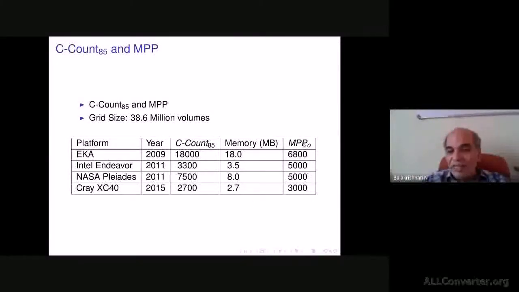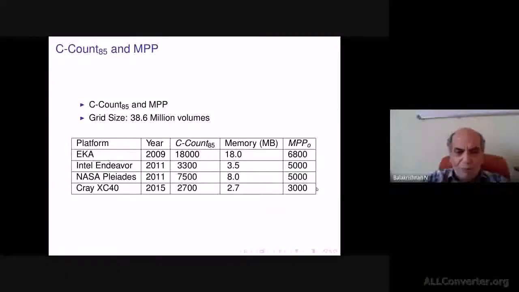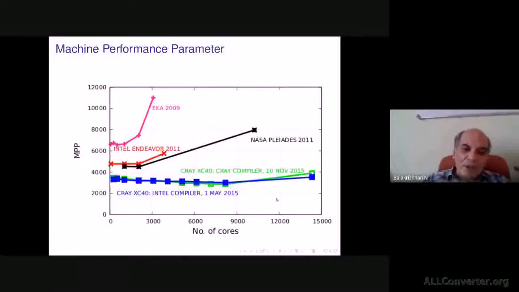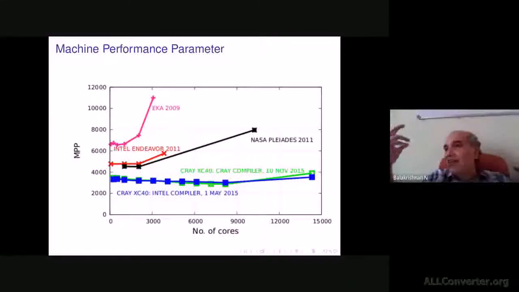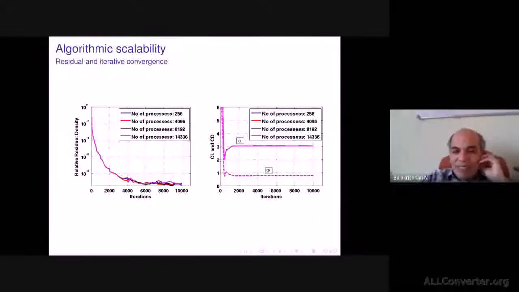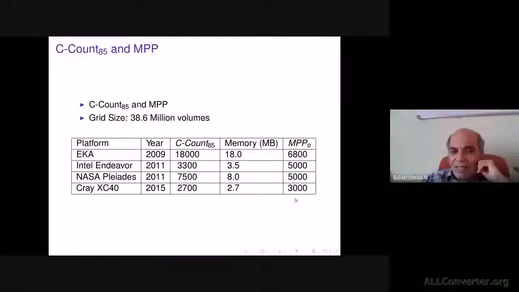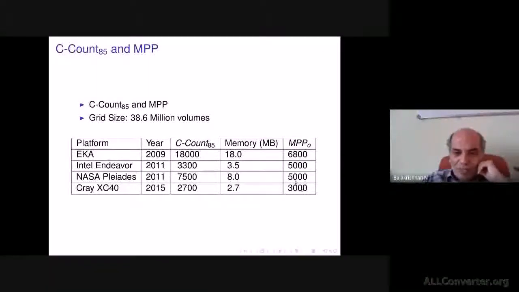Okay, and again, there is something on the machine performance parameter. I think there is one more graph coming. Okay, so I'm also giving you the machine performance parameter. If you can recall, the machine performance parameter is required for comparing two machines. Compare one machine against the other, the smaller machine performance parameter is the best. Typically you can see that the machine performance parameter associated with Cray is about 3000, whereas with ICA it is about 6800. So when I compare ICA, which is a 2009 machine, against a 2015 machine, which is Cray, you can see that Cray is actually more than twice better than ICA, right?